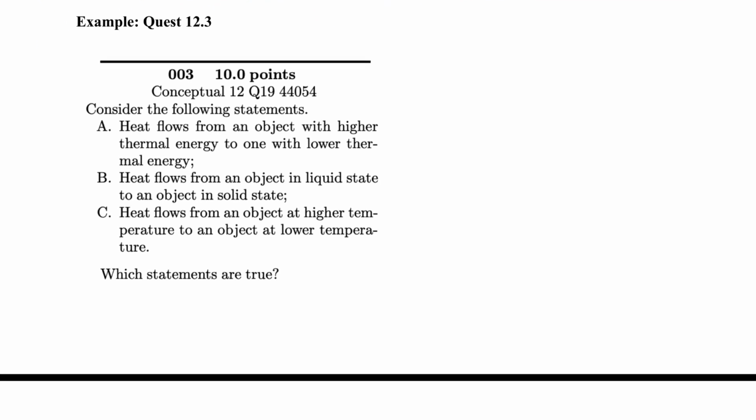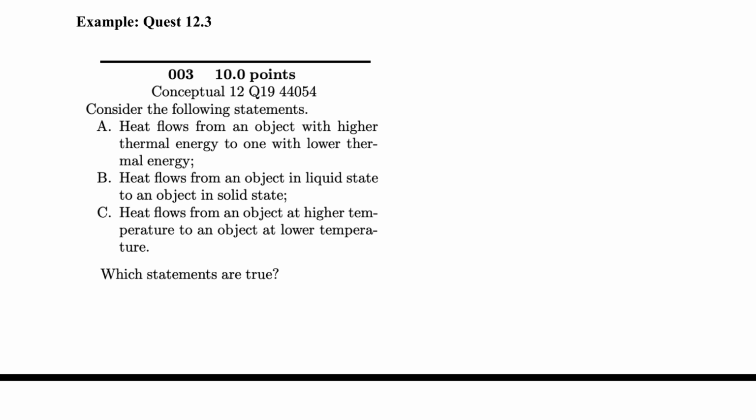Let's go for this example. Consider the following statements. Heat flows from an object with higher thermal energy to one with lower thermal energy. Heat flows from an object in liquid state to an object in solid state. Heat flows from an object at higher temperature to an object at a lower temperature. Which statements are true? Pause the video, pick one or more answers.